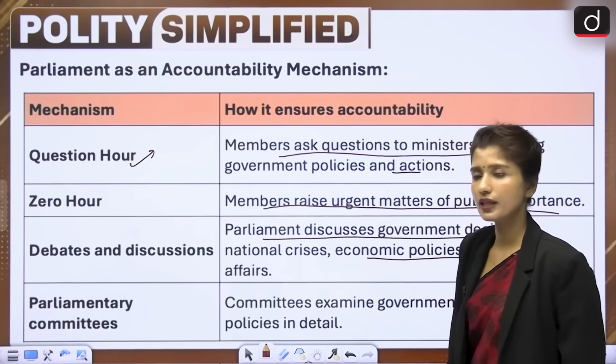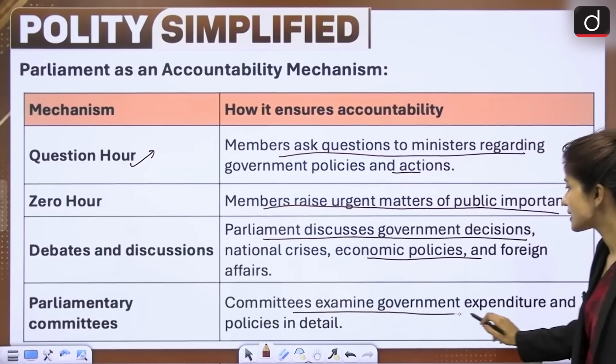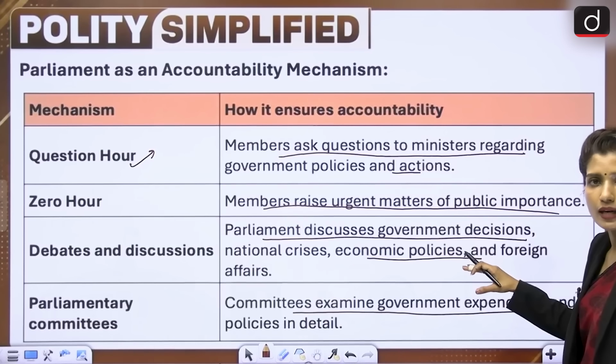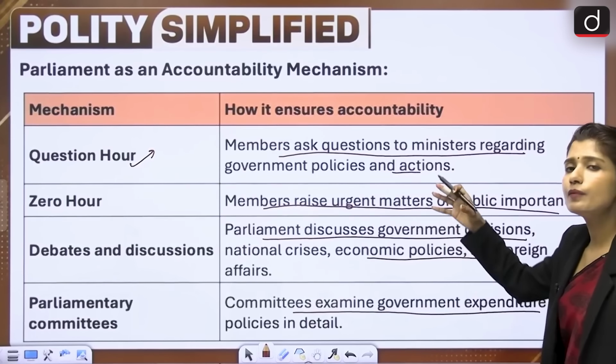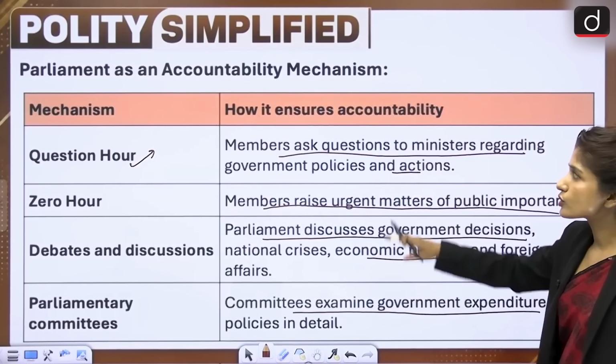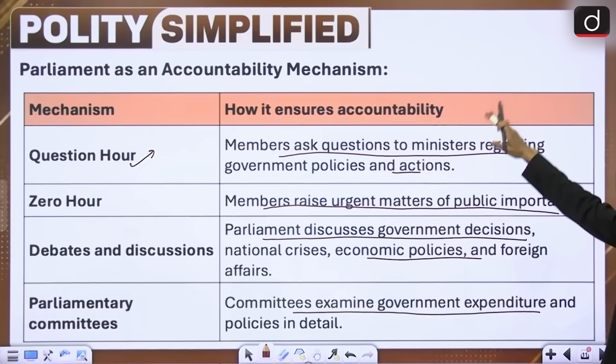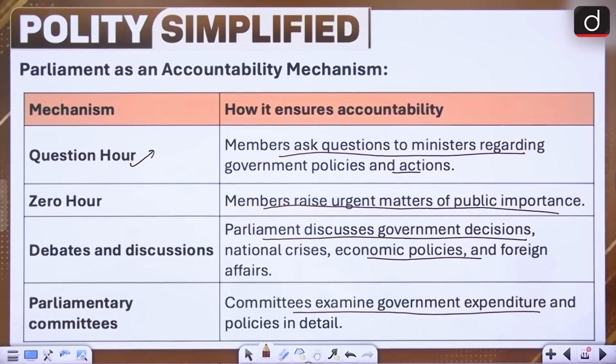Next is the Parliamentary Committee. Now we have seen that these committees examine the expenditure by different departments of the government and policies in detail. So this also ensures accountability. These are the mechanisms by which accountability is ensured in different sessions. That's why these are important.